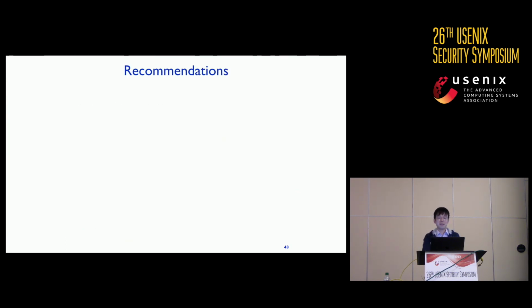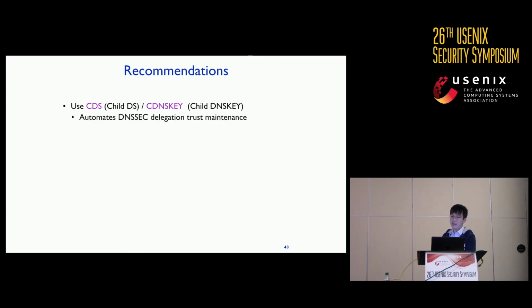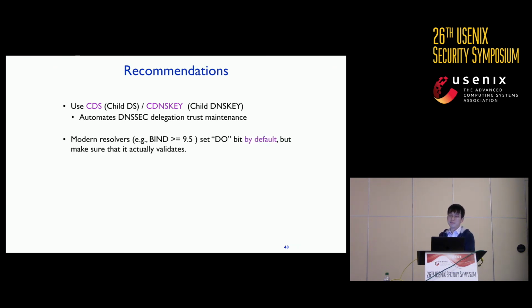It's not over yet. One of the biggest problems we saw is that the DS record is not properly uploaded, as it requires an out-of-band channel. There are some protocols that support this. For example, CDS and the child DNSKEY, CDNSKEY, support automating DNSSEC delegation trust maintenance. But currently, only a few registries support this, for example, the .cz registry.